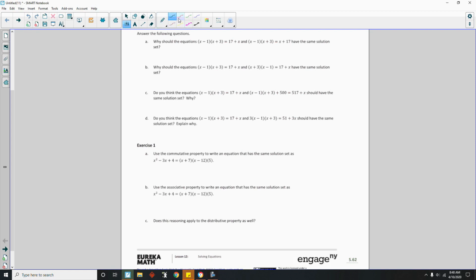A. Why should the equation (x minus 1)(x plus 3) equals 17 plus x and (x minus 1)(x plus 3) equals x plus 17 have the same solution set? Okay, so here's the reason. If I look at the right side, we have 17 plus x, and over here we have x plus 17. The (x minus 1)(x plus 3) are the same, so that is the commutative property.